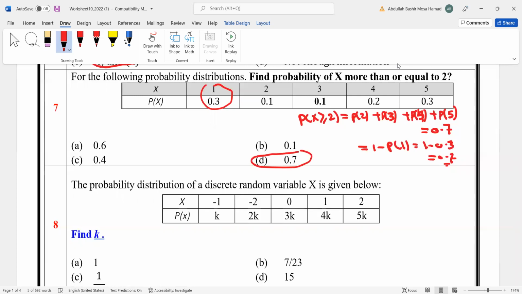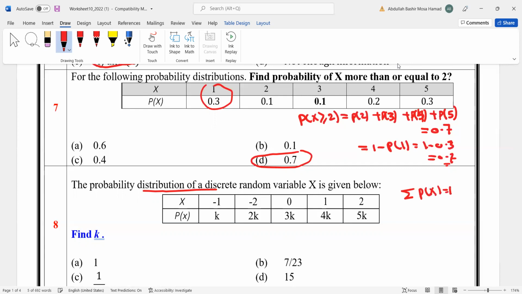The probability distribution of a discrete random variable X is given below. We'll find the value of k, same as the first conditions for a discrete probability distribution. So the two conditions need to be satisfied. These should be positive and less than 1. So just now we have to find the summation of P of X to be equal to 1.